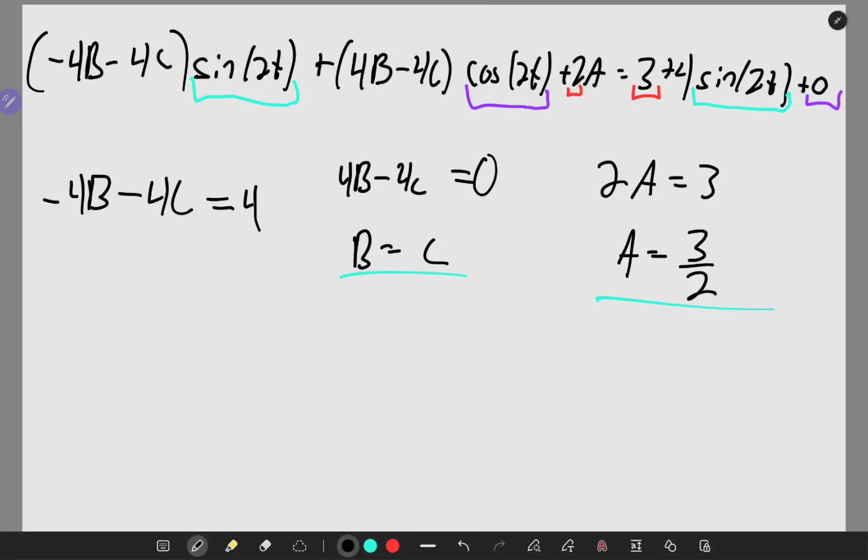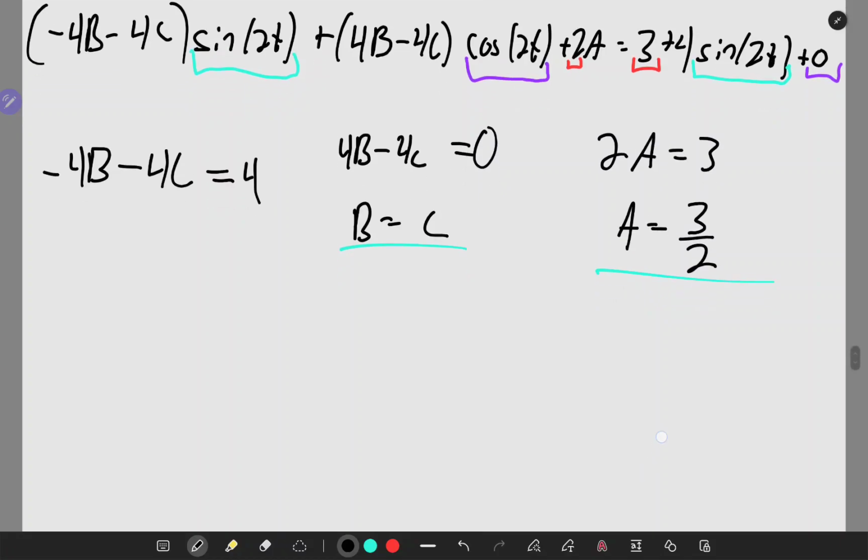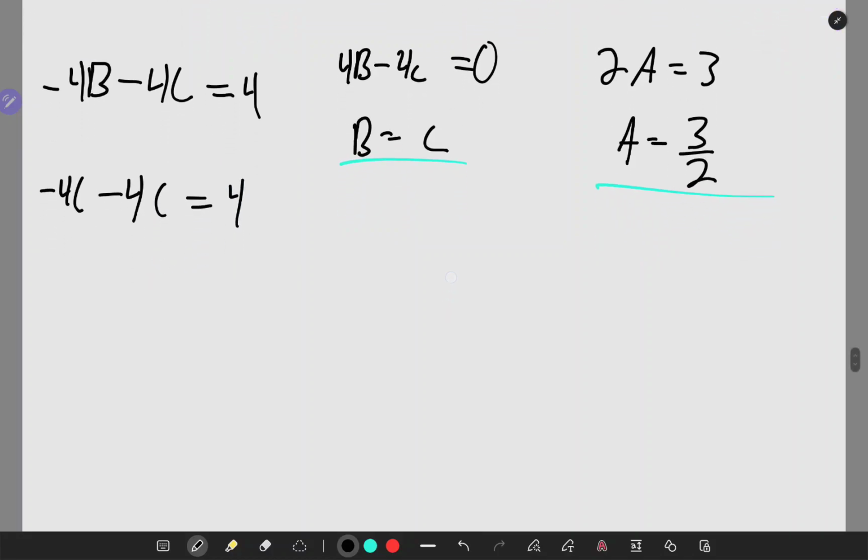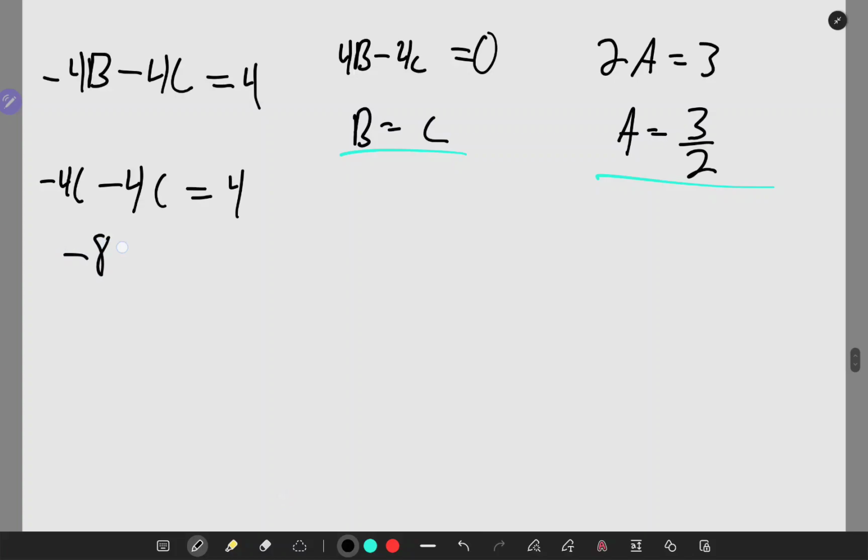So if b is equal to c, then we can plug c in over here. So minus 4c minus 4c is equal to 4. That's minus 8c is equal to 4. C is equal to negative 4 over 8, which is equal to negative 1/2.